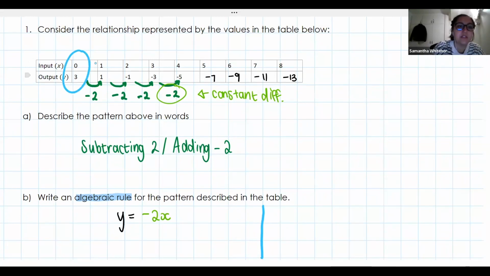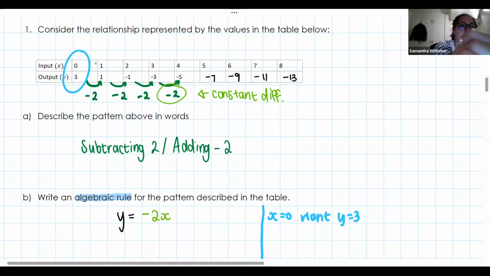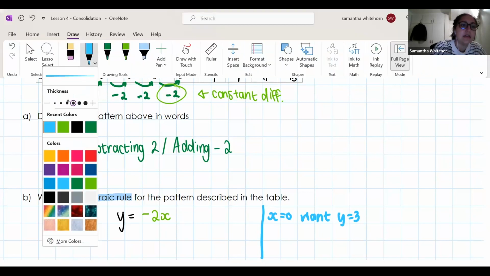If we take the first set of inputs and outputs, we know that x is 0 and we want an output of y equals 3. This is a very thick pen. Let's just sort that out.